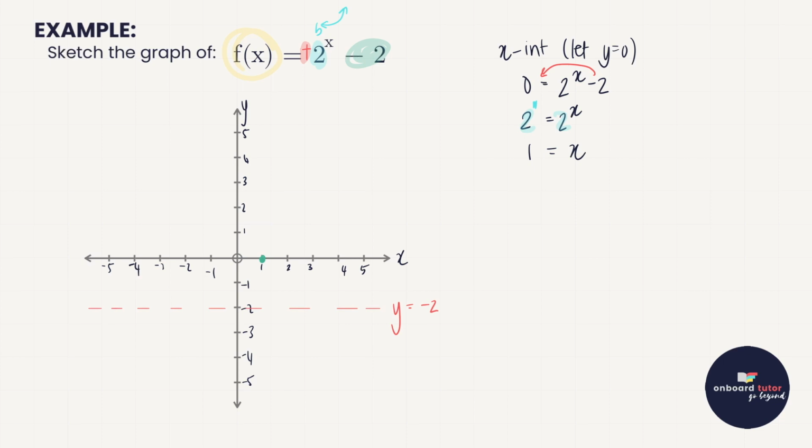Okay, to get a y-intercept, we want to let x equal 0. So we're going to say here y is equal to 2 to the power of 0 minus 2. Please be careful here, grade 10s. 2 to the power of 0 is not 0. Remember, we learned that anything to the power of 0 is equal to 1. So it ends up being 1 minus 2, which is minus 1.